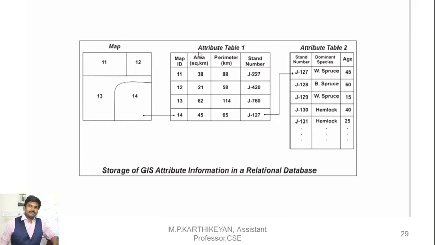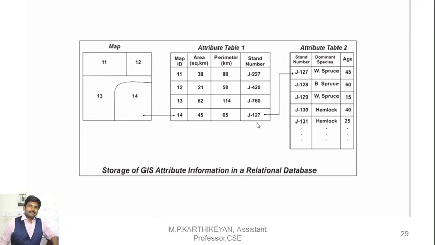Now see the first table, attribute table 1. It has the map ID 11. This 11 is combined to this 11, whereas this 14 is combined to this area 14, which is marked in the map. What are the attribute details given for this 14 alone? The area is 45 square kilometers, so that is one attribute. Then the perimeter length is 65 kilometers. And the stand number, J127, is the stand number.